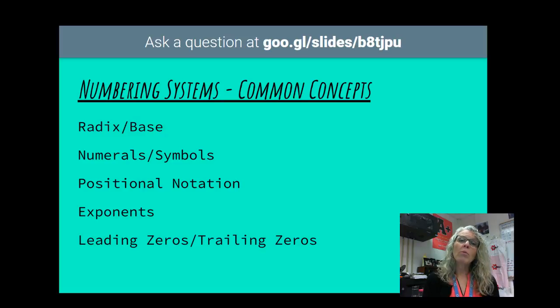Leading zeros, remember, are the zeros that are to the left of the number, and those zeros could go on for infinity. There could be innumerable leading zeros, and so we ignore them. Trailing zeros, however, are the zeros after the number or to the right of the number, and those are significant. We do pay attention to those.